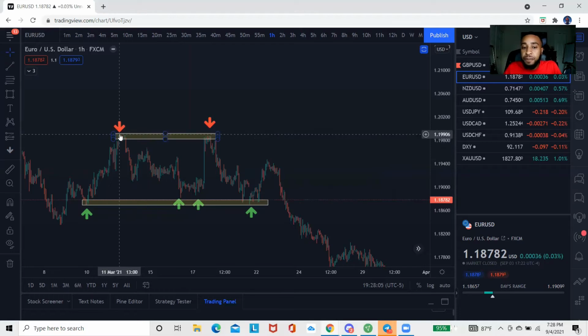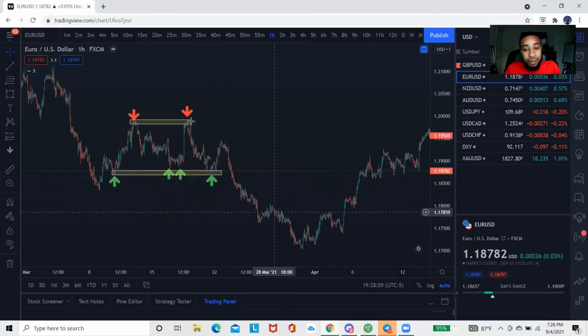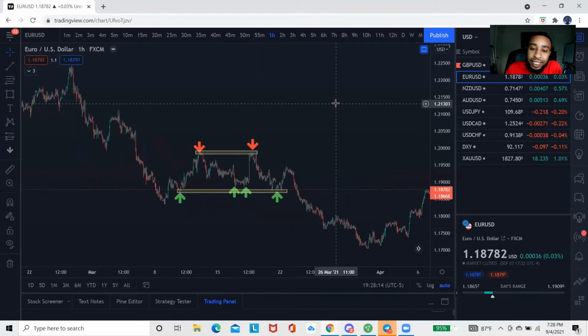So notice the market left, it dropped, it came back, rejected again, and this is when it gave that drop that you really wanted, okay? So that's going to be an example of support or resistance.